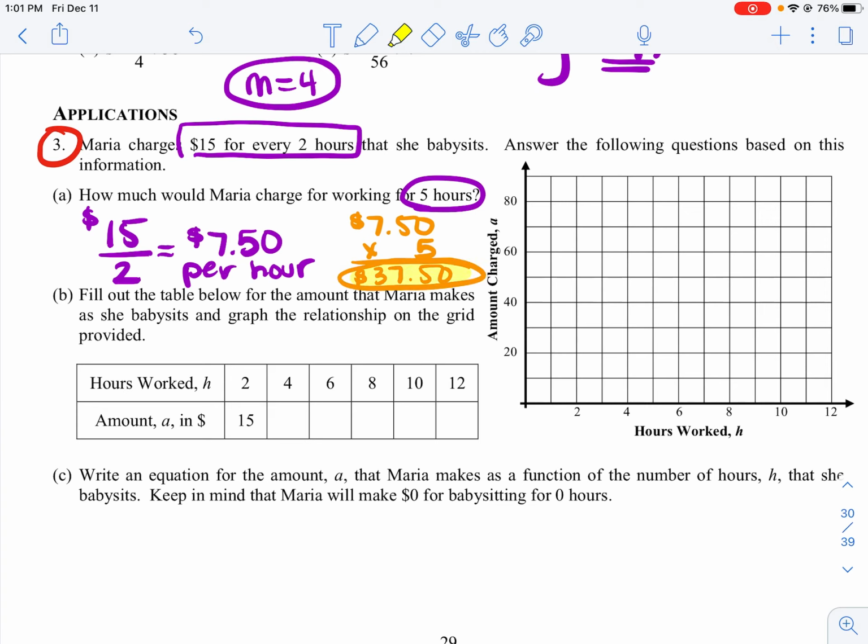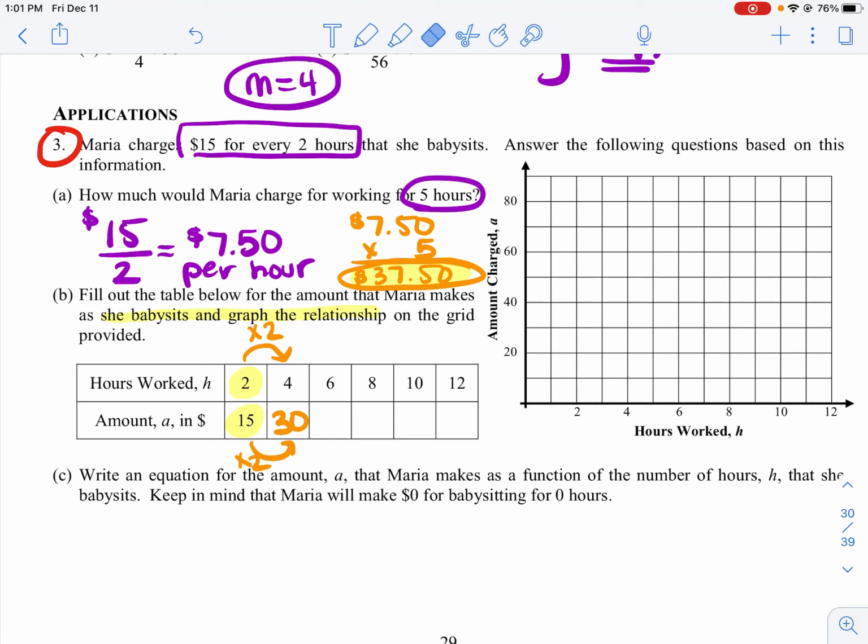Okay? Now let's look at this. We have a table. Fill out the table below for the amount that Maria makes as she babysits and graph the relationship on the grid. So if she babysits for 2 hours, she gets $15. What if she doubles that? Well, we're going to multiply this by 2. So you also have to multiply the y value by 2. That's going to be 30.